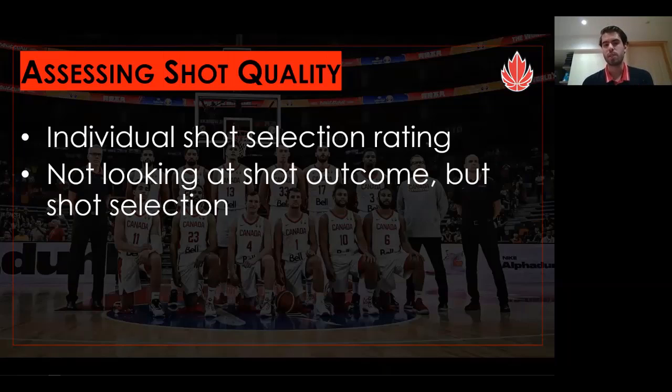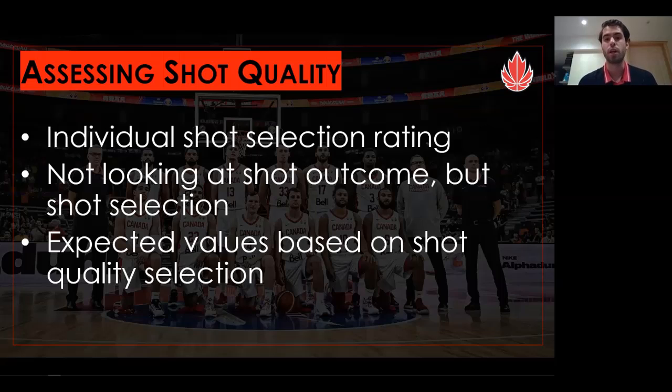So not looking specifically at the shot outcome, whether the field goal was made or missed, but rather where did it come from in terms of location on the court, and then what type of shot was it? So we talked about catch and shoot and off the dribble. What we do with this information is generate expected values based on shot quality selection. So based on the type of shot that was taken in a specific location, we'll be able to provide a value to that shot. We know based on our research what the expected points per shot is, and we can accumulate all of that information to get an idea of what kind of shots the athlete is taking.